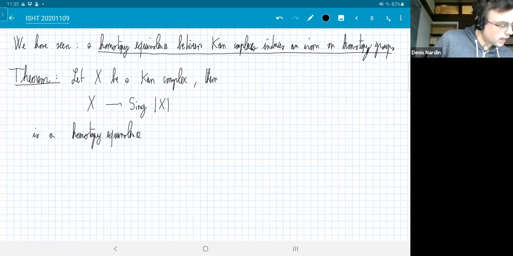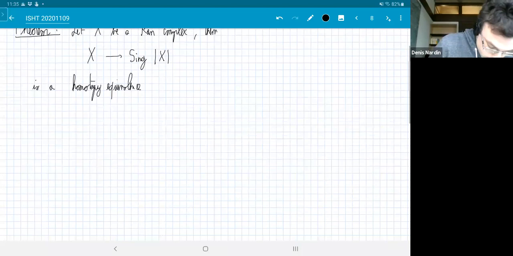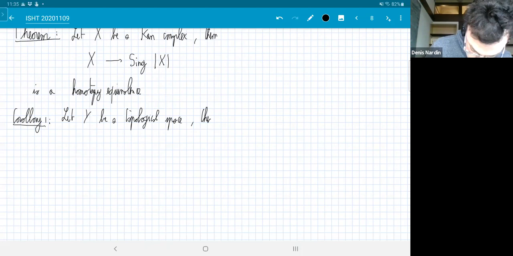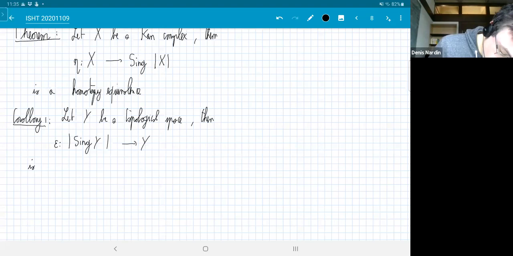And again, before I prove it, let me record a couple of corollaries. So corollary one, let Y be a topological space. Then this other map, I call this eta and I call this epsilon, is a weak equivalence.